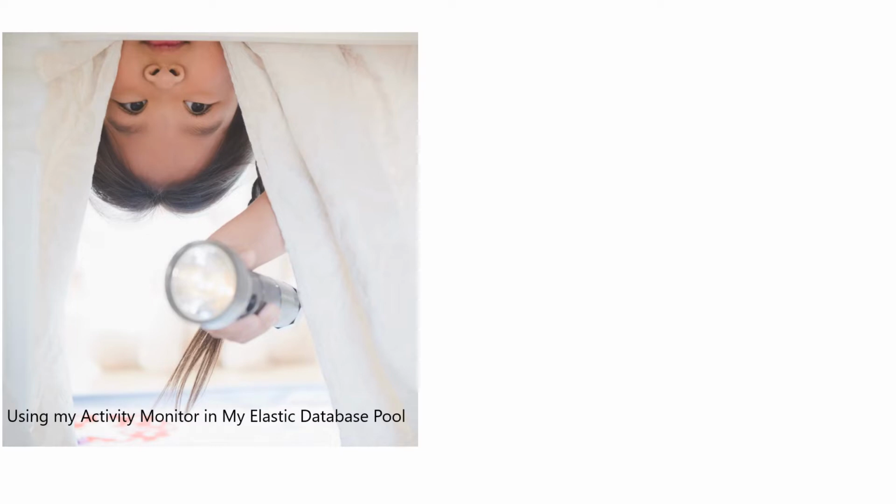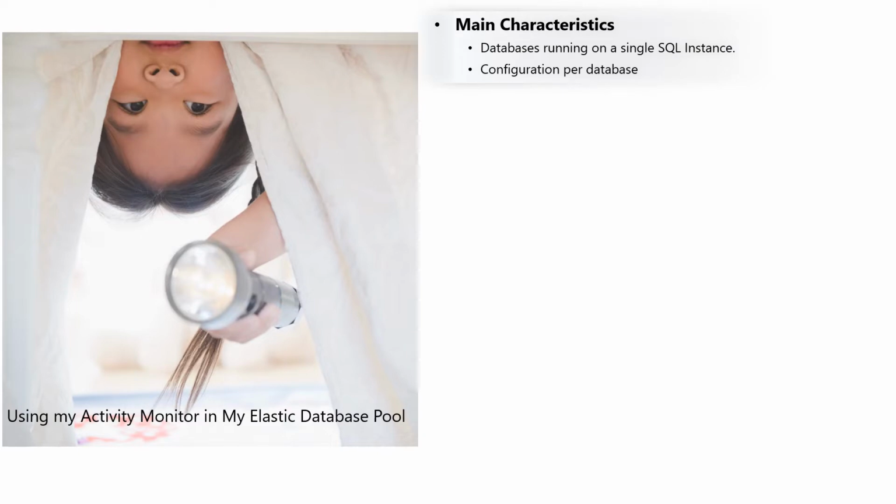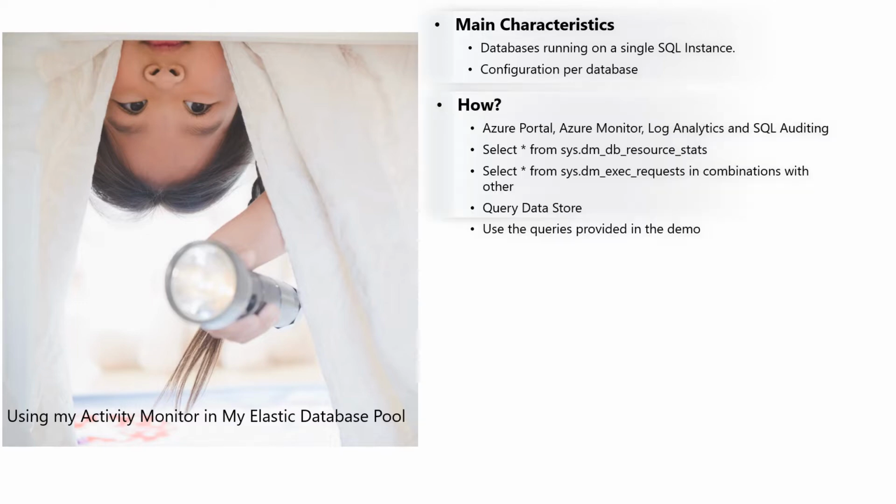Before starting with the demo, let's think about what an Elastic database pool is. The main characteristic of an Elastic pool is that we have several databases running in the same SQL instance, sharing the resources for all the databases that we choose in the Elastic pool. It is mainly similar to what we have on-premises. It is possible to define specific resources, DTUs or vCores, depending on the database tier and the service level that you have in the database.